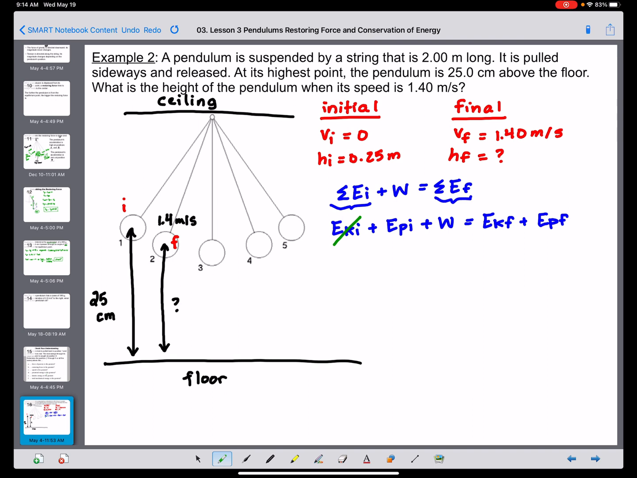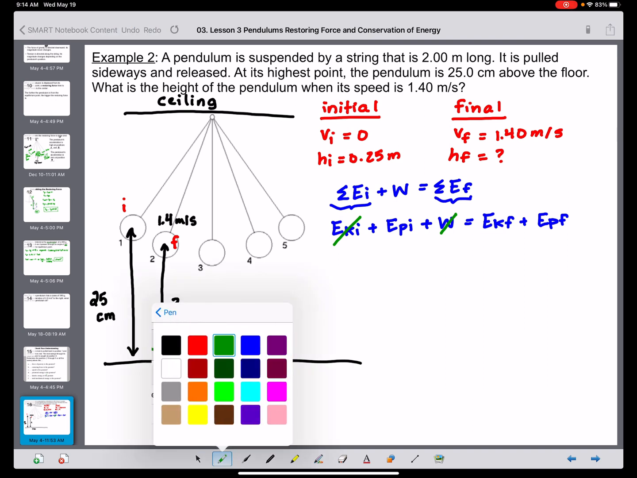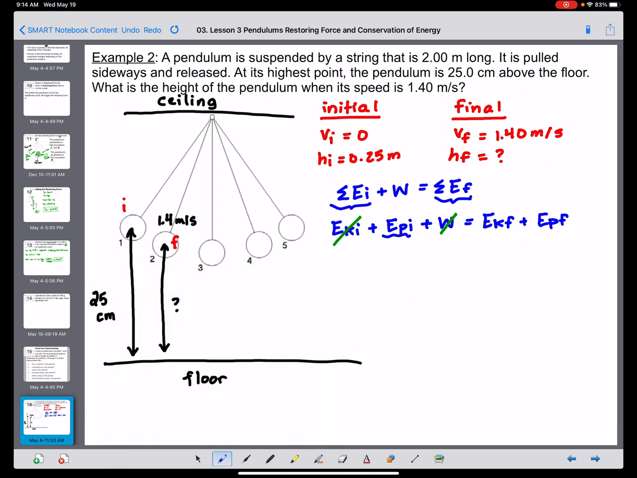And also, we're going to assume that this is a closed system here. So the question does not mention anything about friction acting on the pendulum. It also doesn't mention other forces acting on the pendulum. So because it's a closed system, we can say that the work is 0. Okay, so now let's rewrite our equation. So EPI, that's mghi, and then we have our equal sign. EKF, that's 1/2 mvf squared, and then EPF is mghf.